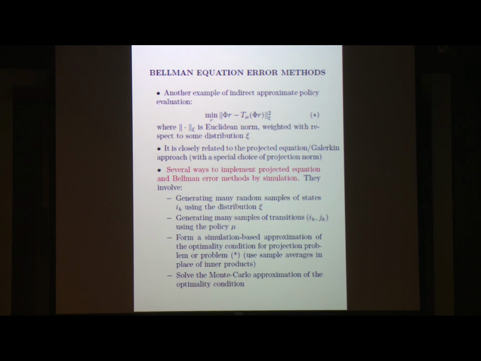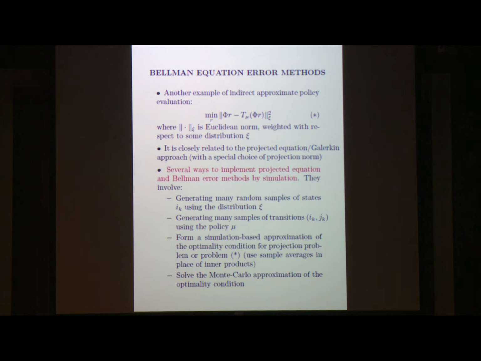Okay, so now how do we implement this indirect method, this projected equation or Bellman error methods using simulation? Again, the idea is to generate many random samples of states using the distribution, some distribution psi, either of this norm or of the norm of projection. Calculate many samples of transitions using the policy that you're evaluating. Then form some kind of simulation-based approximation of the optimality condition for the projection problem or this problem here. And you use sample averages in place of inner products, and then solve this Monte Carlo approximation of the optimality condition to obtain a vector r.